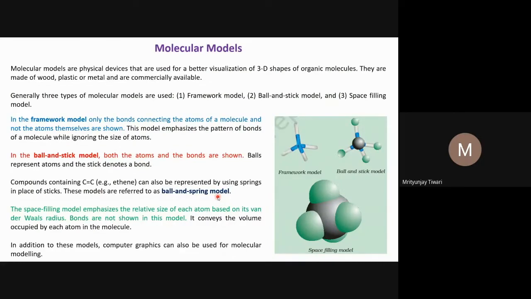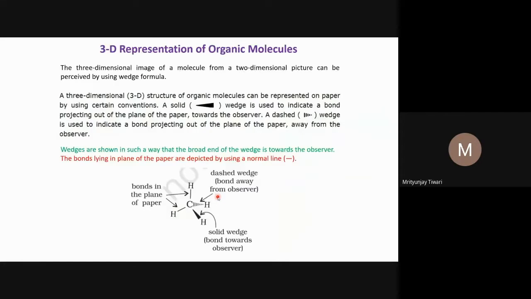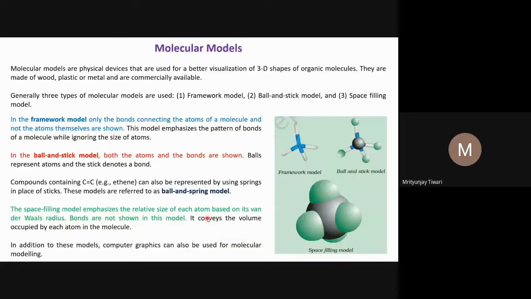Even if you use molecular models, whatever I have explained for this methane molecule with the wedge structure, and to show the three-dimensional representation, if you have a model, you can understand it in a much better way. Which bond should be shown as solid wedge and which as dashed wedge, one can very easily understand, and then one can imagine it later on, once you realize it's a three-dimensional structure.